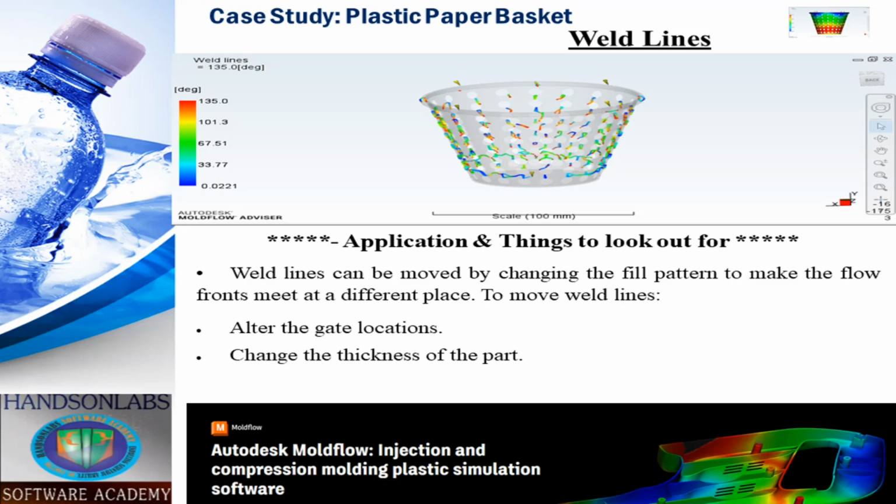The weld lines can be moved by changing the fill pattern to make the flow front meet at a different place. So in order to move weld lines, you can alter the gate locations and also change the thickness of the parts.